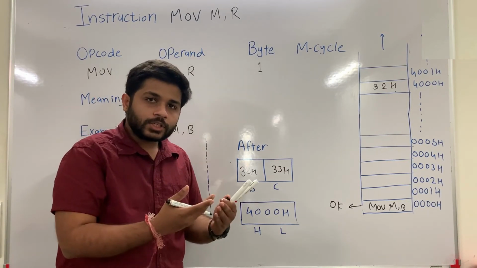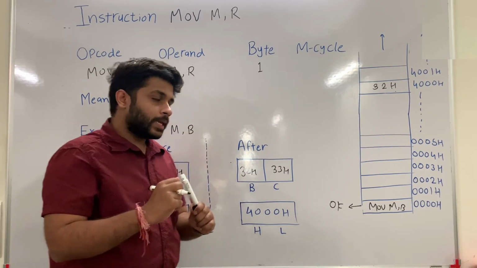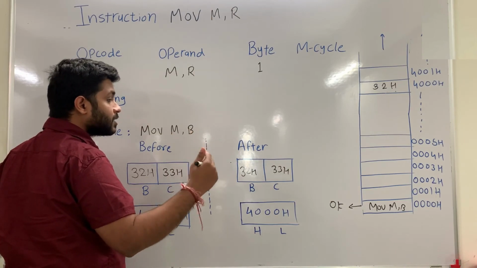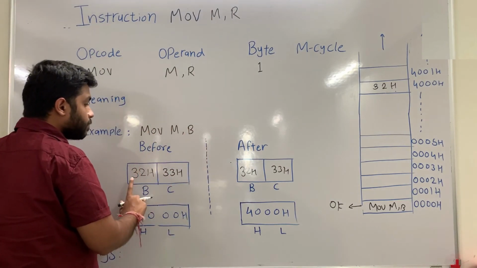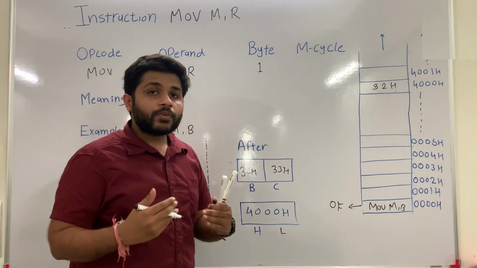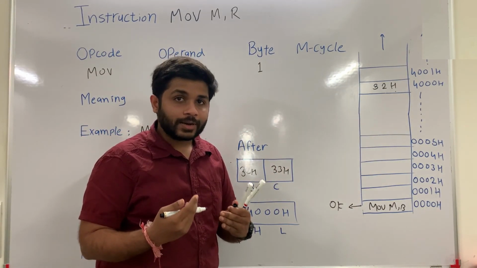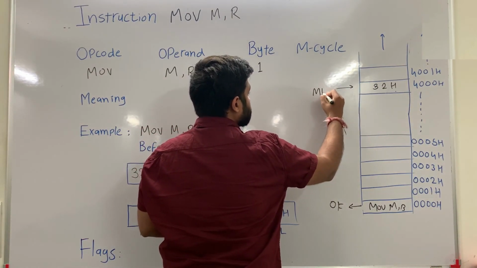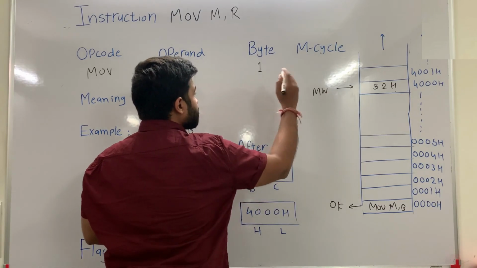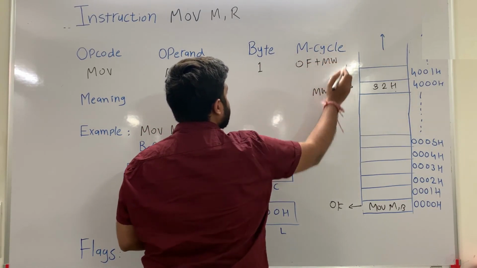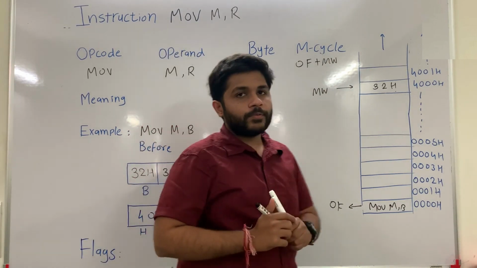Now to execute the instruction, the processor is moving data, transferring data from register B to 4000 H. It means the processor is performing a memory write operation. It means the machine cycle required is memory write. So how many machine cycles are needed to execute this instruction? Opcode fetch plus memory write. And that is it for this instruction.